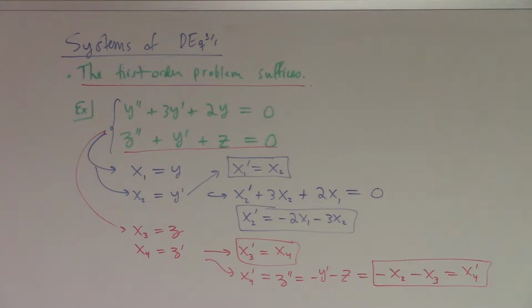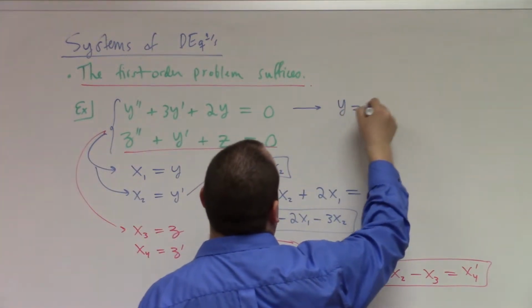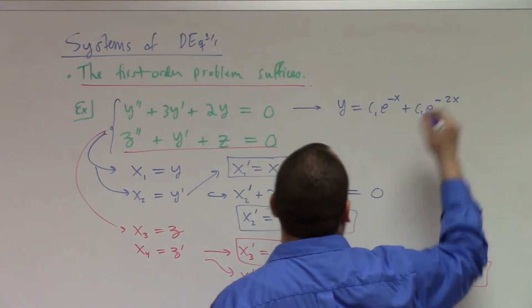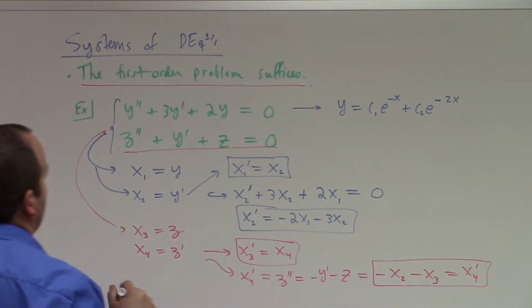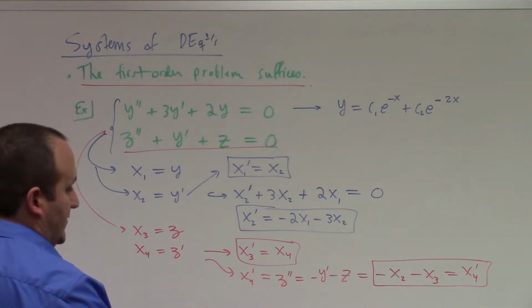I don't actually want to solve this, I mean, we could, but I don't really feel like it. If I was actually going to solve this problem, I wouldn't use the matrix techniques I'm about to show you. I would first solve the y equation, and then plug that in and solve the z equation. It'll take a minute. This has characteristic values minus 2 and minus 1. The solution is y equal to c1 e to the minus x plus c2 e to the minus 2x, I think. Because I get lambda squared plus 3 lambda plus 2, which factors into lambda plus 2 times lambda plus 1.